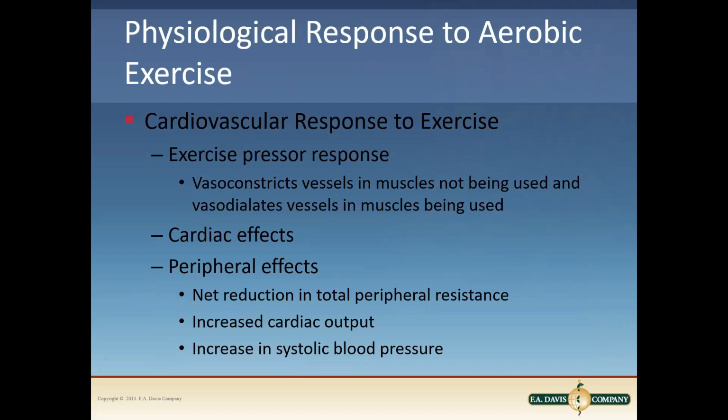Once we start exercising, let's say we get up and all of us start doing jumping jacks right now. What's going to happen? Well, there's going to be what's called a pressor response. And a pressor response is blood pressure, right? The muscles are going to vasoconstrict muscles not being used and vasodilate muscles being used. So actually, let's not do jumping jacks. Let's say we're going to run, right? So we start running.